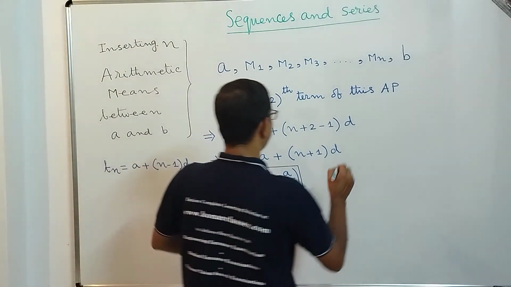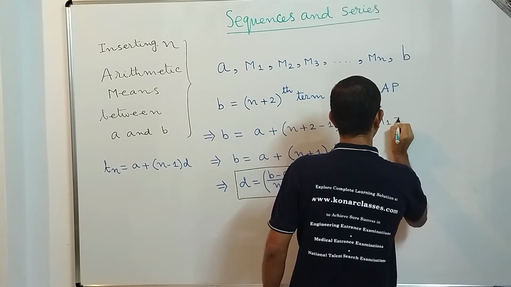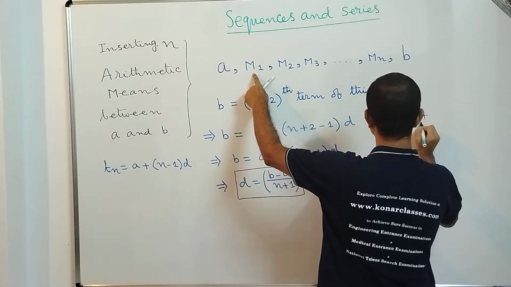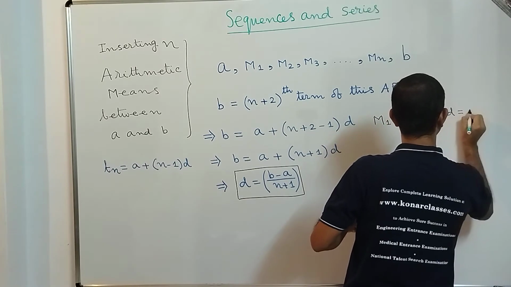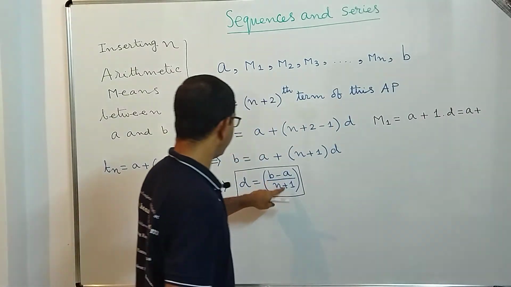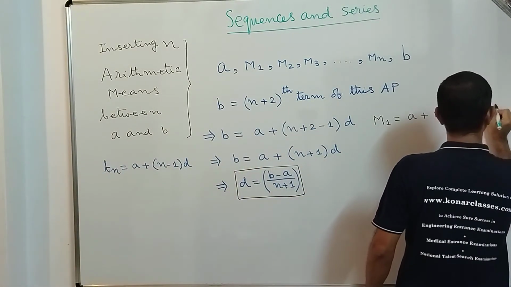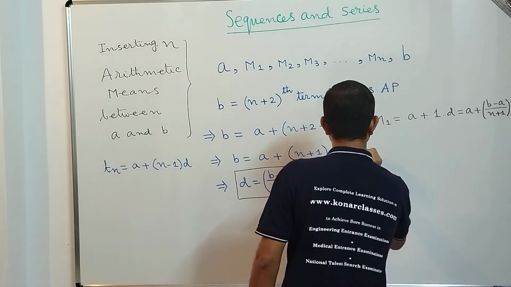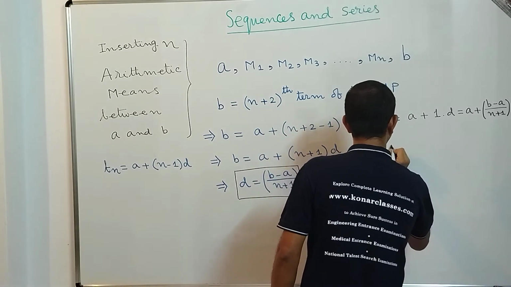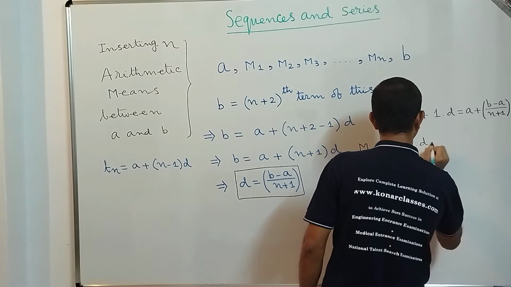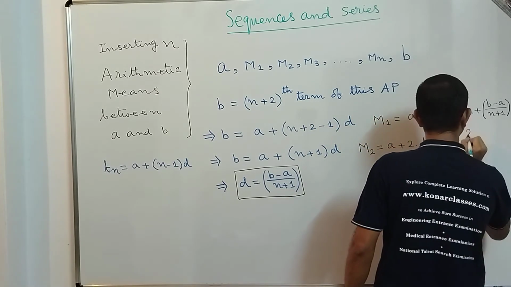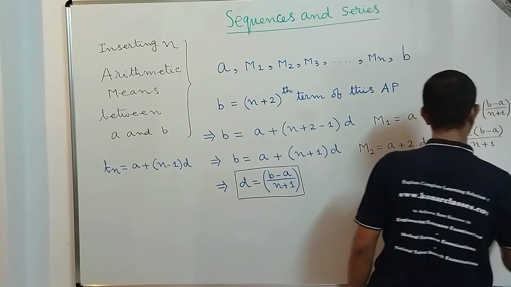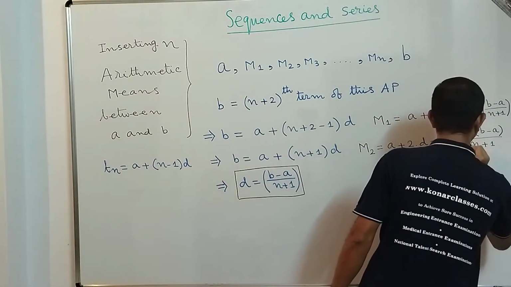Okay, so how to find the value of M1? We find the value of M1 is equal to A plus 1 into D. D is (B minus A) by (n plus 1). Correct? Now we can find the value of M2. M2 will be A plus 2 into D, that is equal to A plus 2 into (B minus A) divided by (n plus 1). Correct? That is M2, the second arithmetic mean.